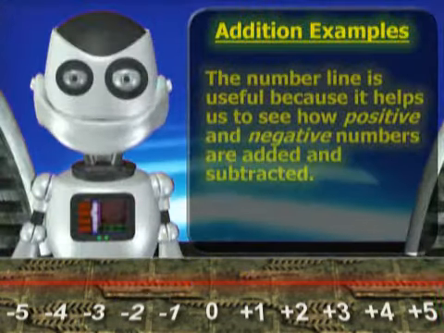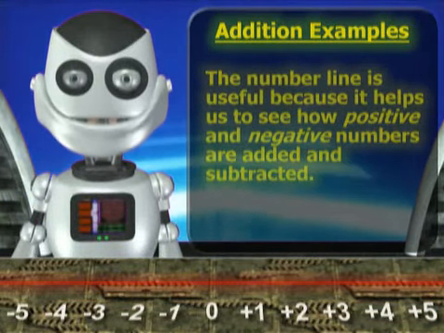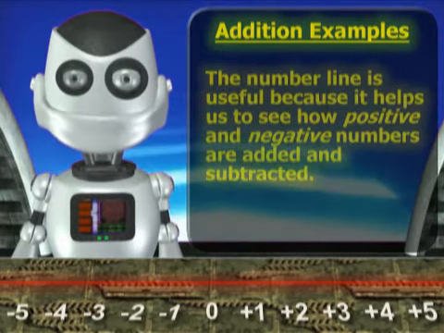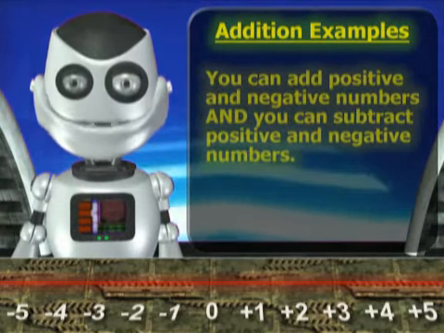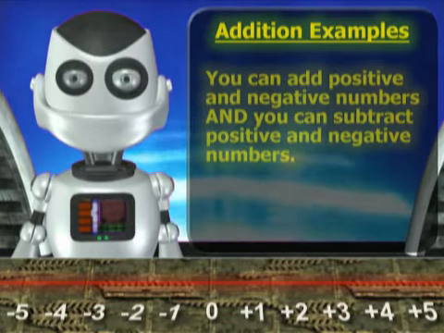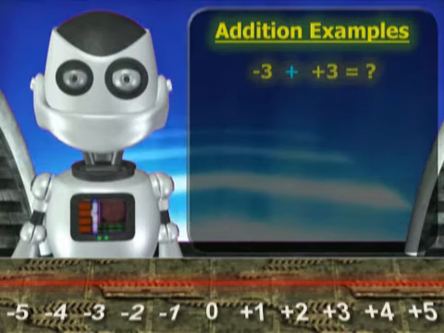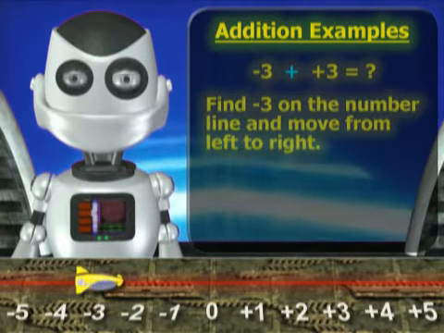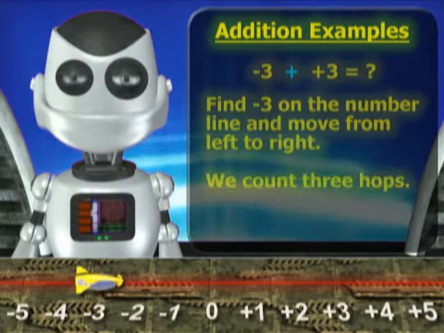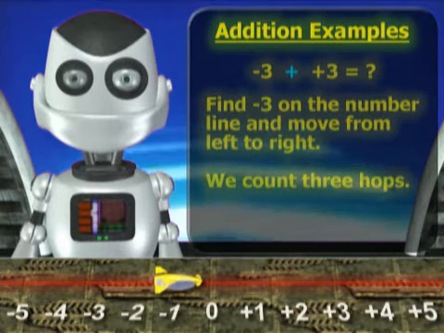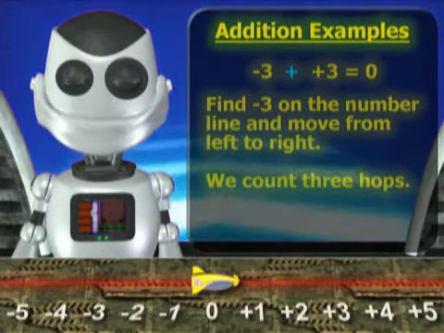The number line is useful because it helps us to see how positive and negative numbers are added and subtracted. You may have already learned in school that you can add positive and negative numbers and you can subtract positive and negative numbers. There are rules for each, so let's begin with addition. Find -3 on the number line and move from left to right. So we count the number of hops to the right and end up at 0. So -3 plus +3 equals 0.